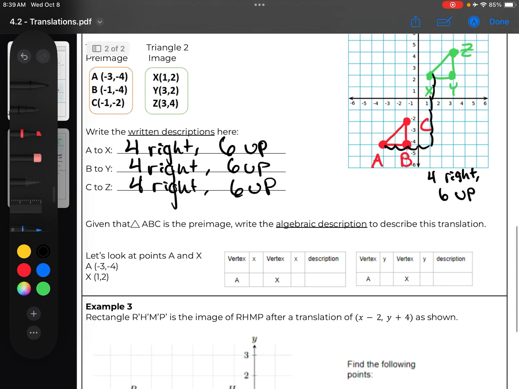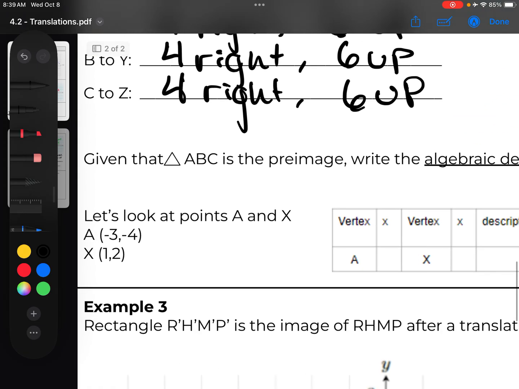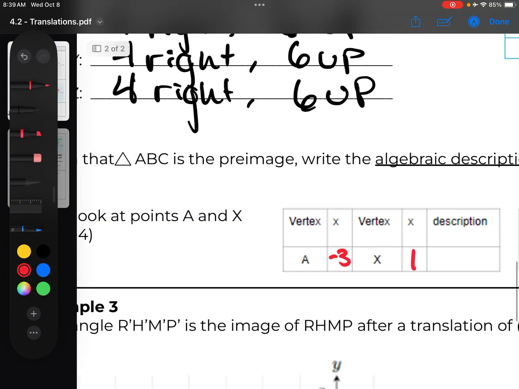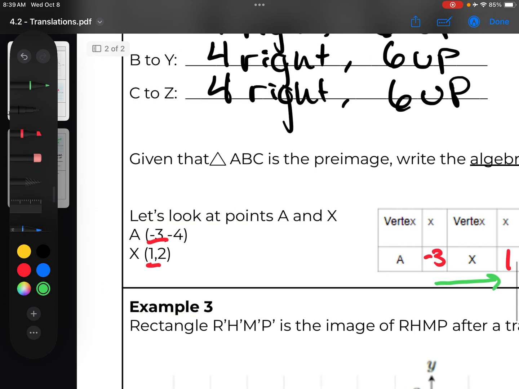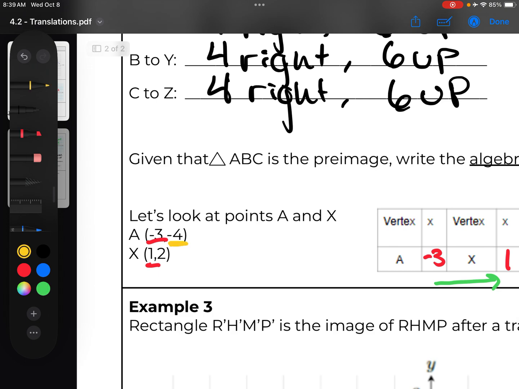Okay. So given that triangle ABC is the pre-image, write the algebraic description to describe this translation. So let's look at the points A and X. So A has an x coordinate of -3. X has an x coordinate of 1. So I'm going to write that down here on our table. And to describe that, we're going to say from -3 to 1, the x coordinate increases by 4. So that's part of the algebraic description.